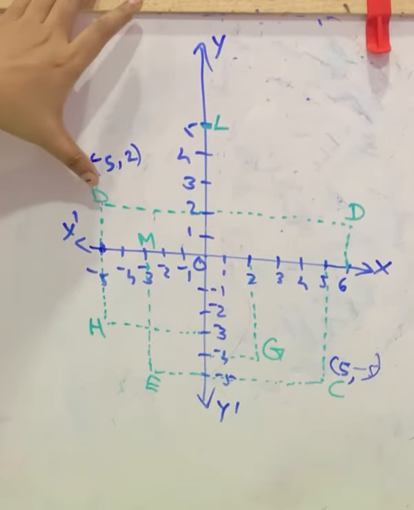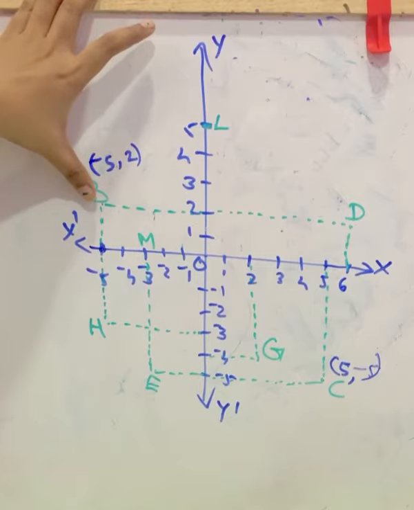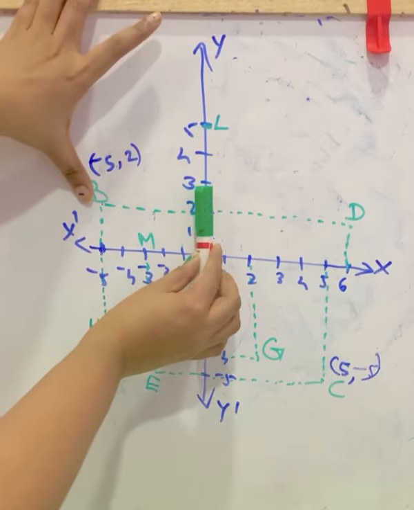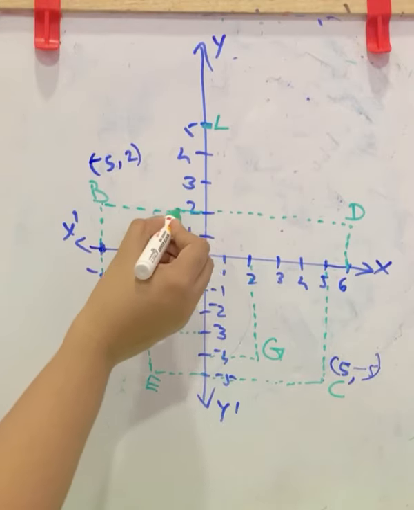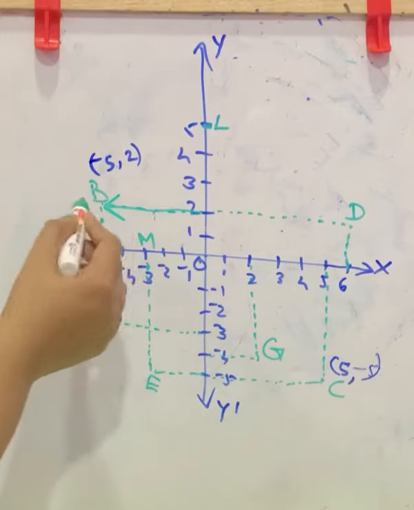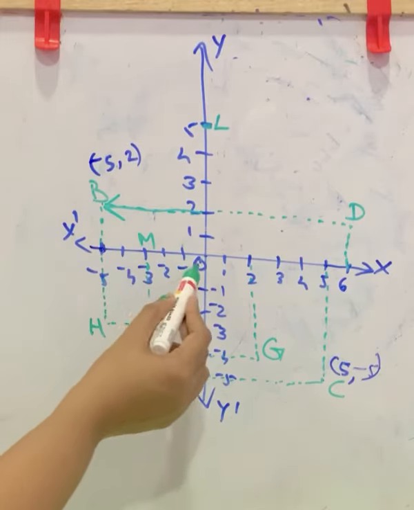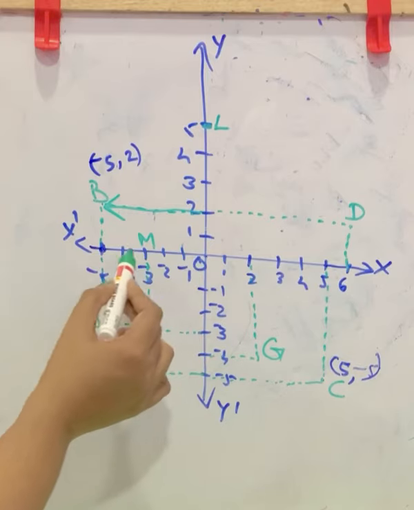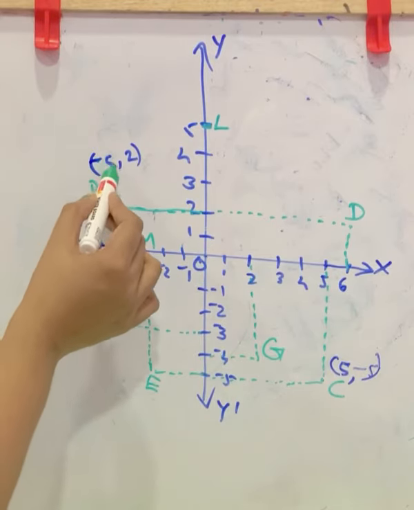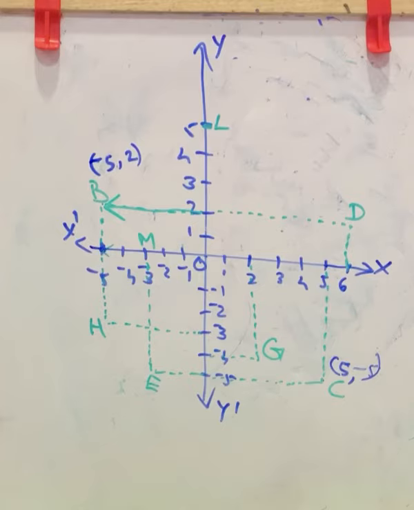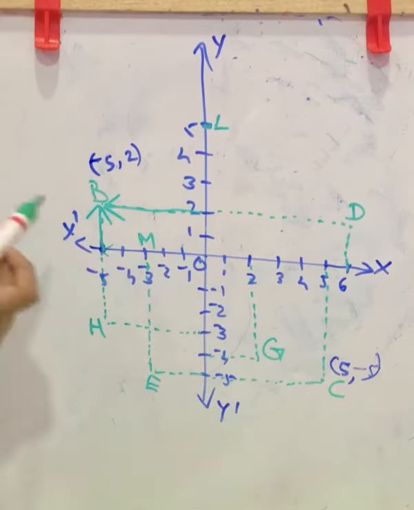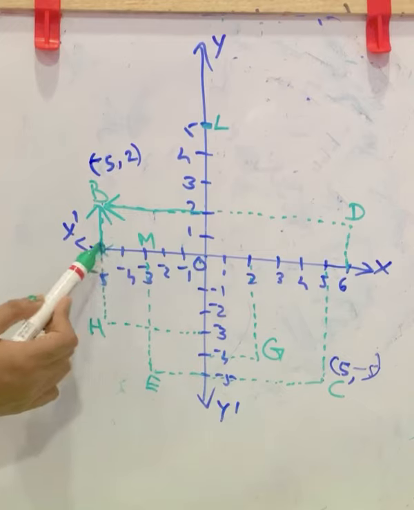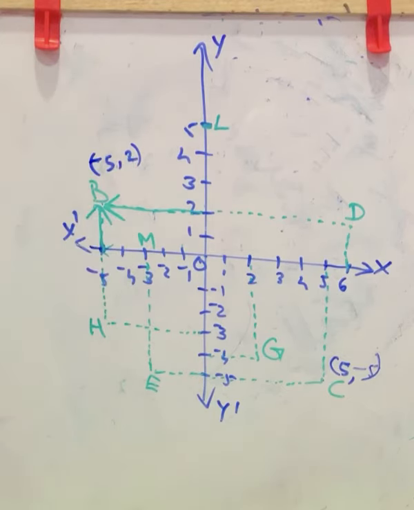If you want to know the coordinates of B, first check the distance from here to here. That is this distance. To find it you look at the x-axis and that distance is -5. That is why we write -5 here. Next is the height. This is the height. We get this height from the y-axis, that is 2. So we write 2 here.